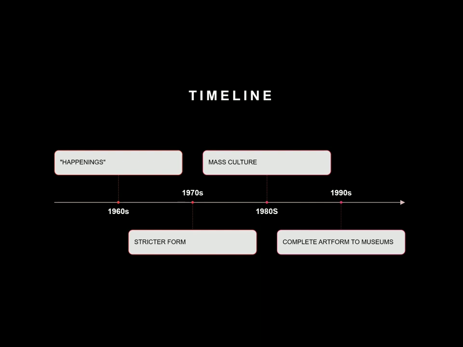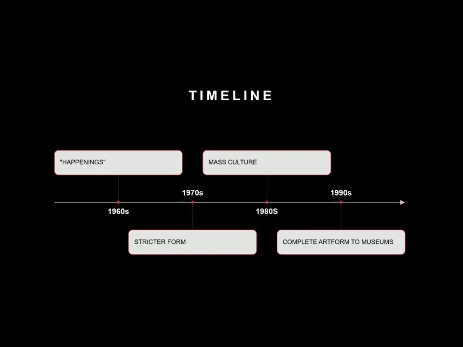For example, Linda Montano and Tehching Hsieh. They spent a whole year in New York City tied to each other with a piece of rope. That's it, 1980s performance art. Among the performances discussed in the art world of this decade was the one by Linda Montano, titled One Year Performance, Rope Piece, and Karen Finley's I Am an Angry Man in 1987. The piece imagines what is going through a rapist's mind.